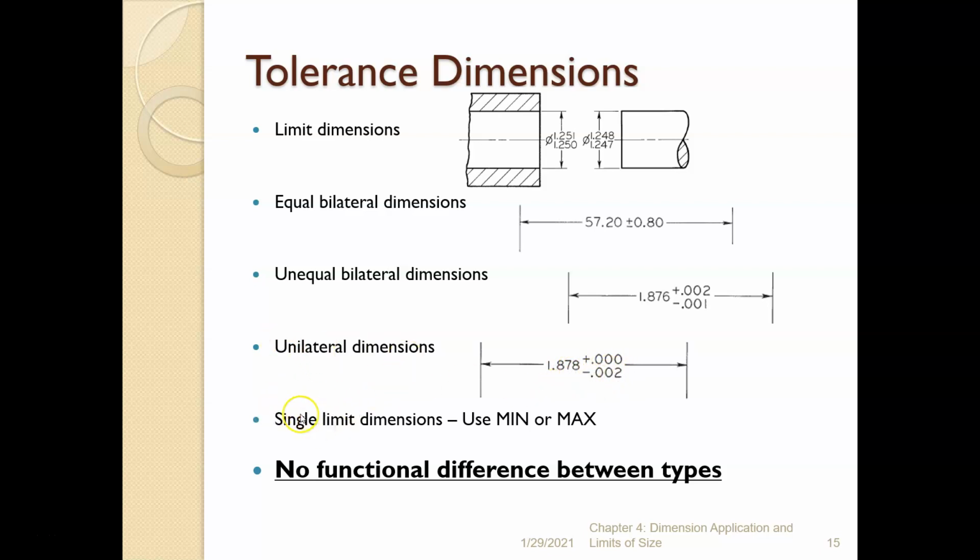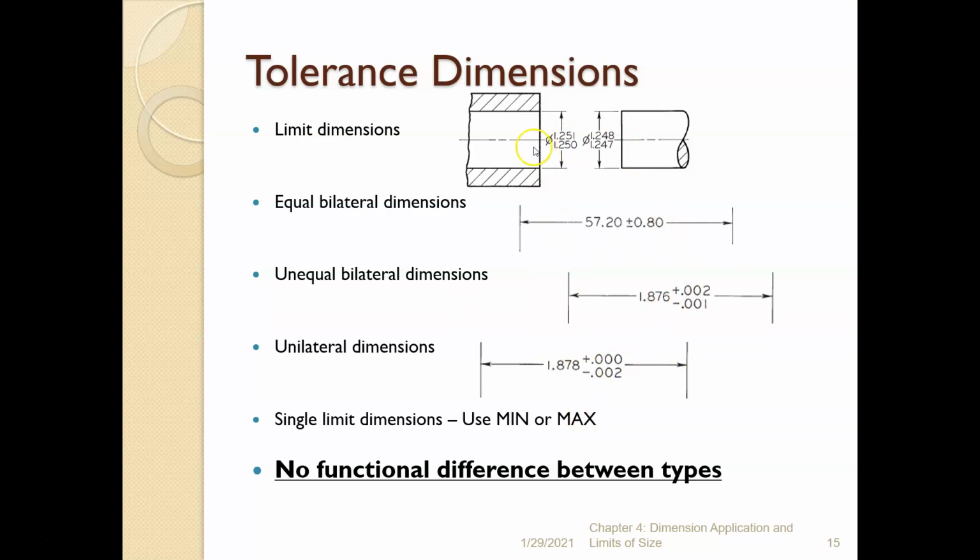And I said finally before, but there is finally the last type of tolerance dimension, and that is a single limit dimension, where you use the phrase min or max after your dimension. So you would have the number, so for example, 1.878 min. Right? That means it can't go any less than 1.878, but it can go more than 1.878. Okay. This is important, there is no functional difference between these types of dimensions. So from a manufacturing point of view, they mean exactly the same thing. Exactly the same thing.